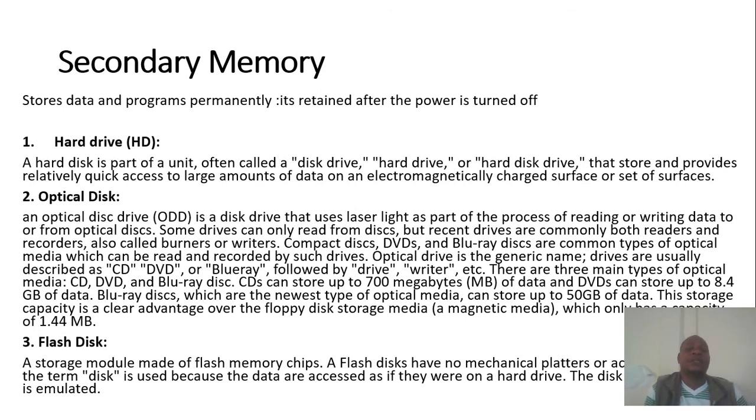We also have what is called secondary memory. Now, secondary memory provides for storage of data and programs permanently. So even if power supply is cut off, the data stored on secondary storage is still retained. Now, examples of secondary storage media include our hard drives, optical discs. Optical discs come in the form of CDs, DVDs, Blu-rays.